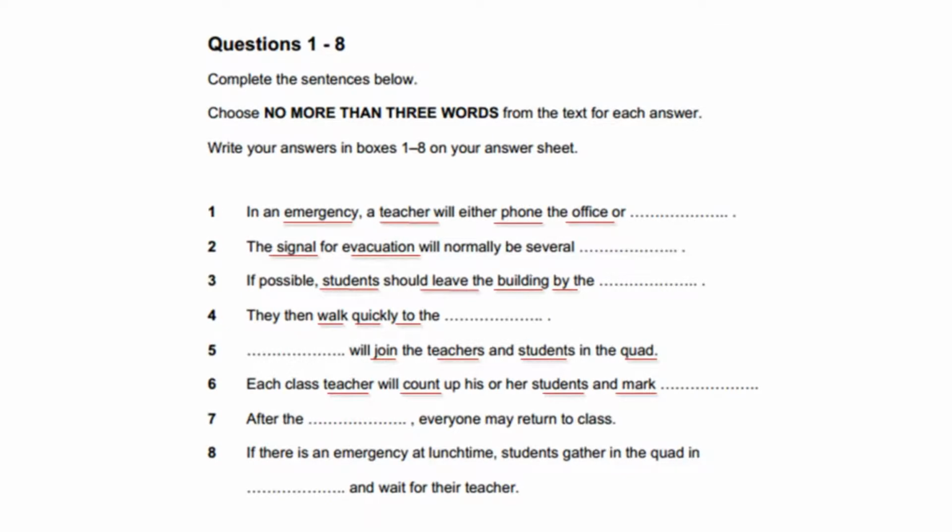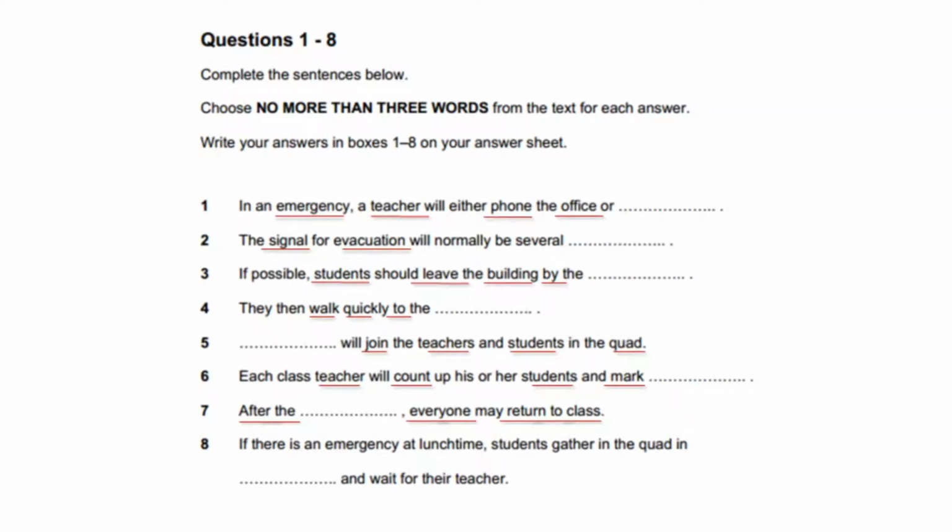For question 7, you need to complete the following sentence. After the something, everyone may return to class. First, underline any keywords. I would underline after, the, everyone, return, to class. Then go back up to the text and scan the text for the answer. Answer 7 should appear after the answer 6 in the text. So start reading from where you got answer 6 from.